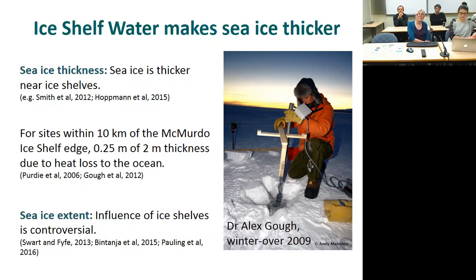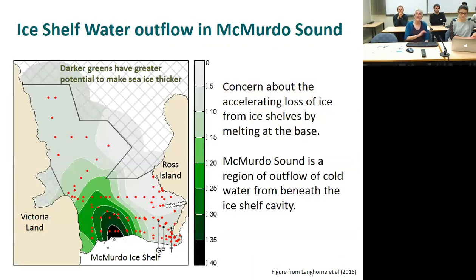The whole question of whether the water from the ice shelf also influences the extent of sea ice is a lot more controversial, and I'll come back to that shortly. So it turns out that the place where we go, where the New Zealanders go in McMurdo Sound, is a great place to look at ice shelf water outflow. These are contours of ice shelf water outflow. The darker green, the greater the potential to make sea ice thicker. So at the bottom of the slide here, we have the McMurdo ice shelf. This is the sound. This will all be covered in sea ice. These are land. And this is the cold tongue of water that's coming out from underneath the ice shelf.